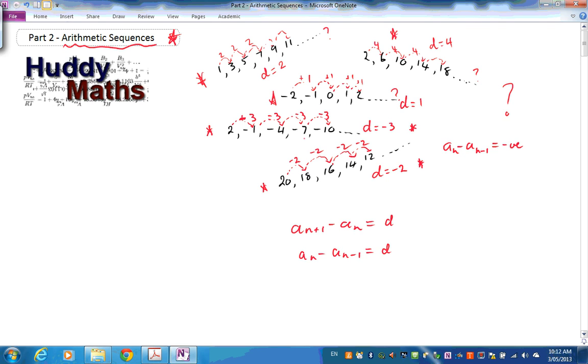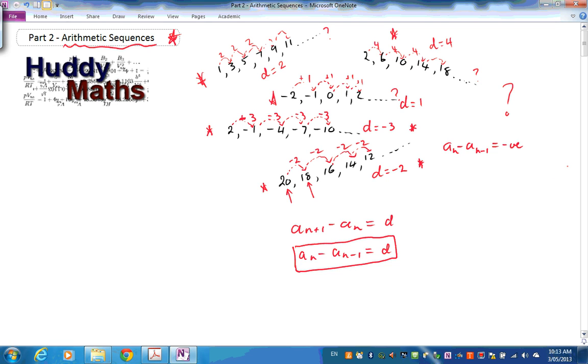So here, 18 would be a term minus the term before. You're going up in negative amounts. What you're adding on is a negative. So that's our basic definition there. A term minus the one before has to have a common difference.